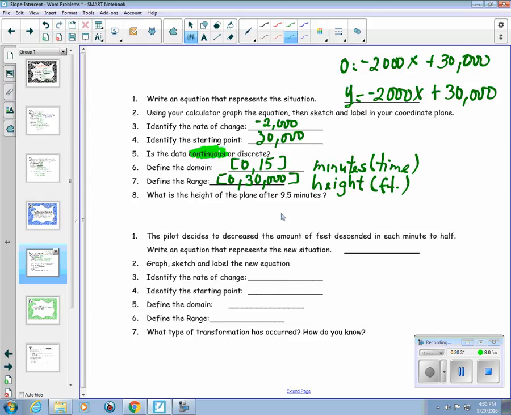So what is it asking me to do? The x is 9.5. Thank you. The x is 9.5. So now I'm going to say negative 2,000 times 9.5 plus 30,000. 11,000 feet. Okay, so I need somebody to second that. 11,000. You don't even have a calculator out.